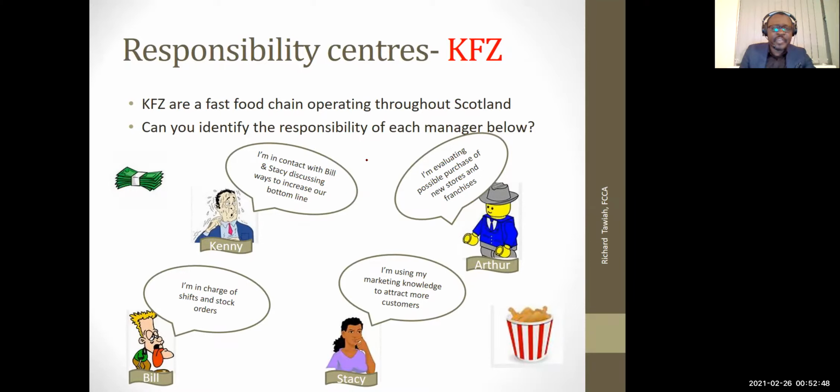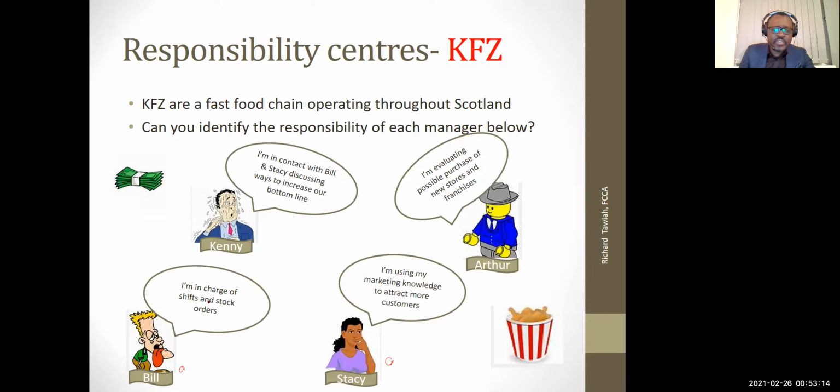Responsibility centers, let's take a quick one. KFC are a fast food chain operating throughout Scotland. Can you identify the responsibility of each manager below? Simply look at it. So this is Kenny, this is Bill, this is Stacy, and this is Arthur. This is what Kenny says: I'm in contact with Bill and Stacy, discussing ways to increase our bottom line. This guy is in contact with who? Bill and Stacy.